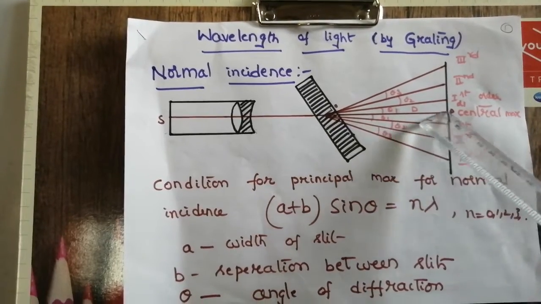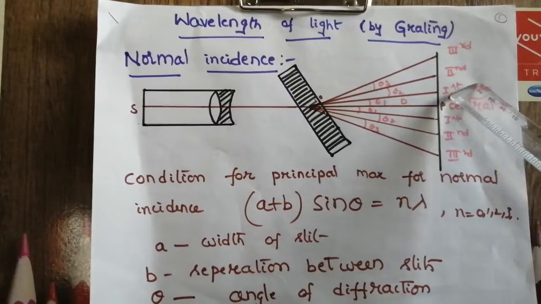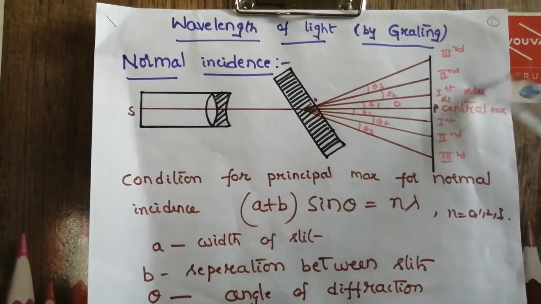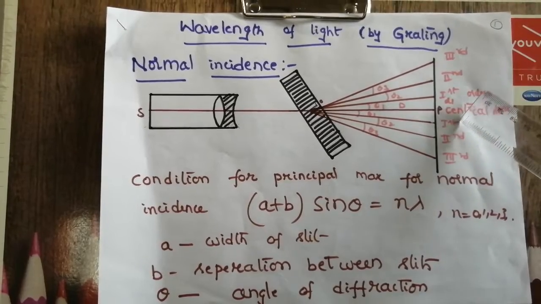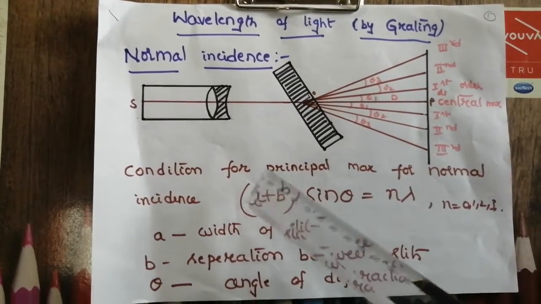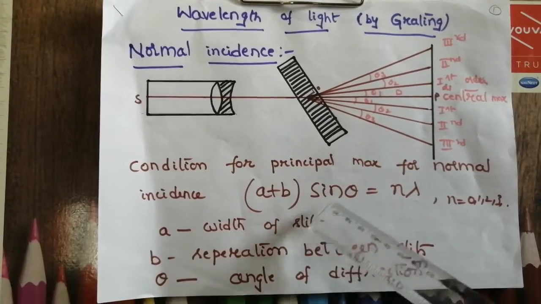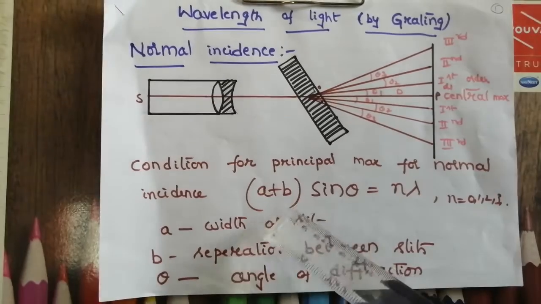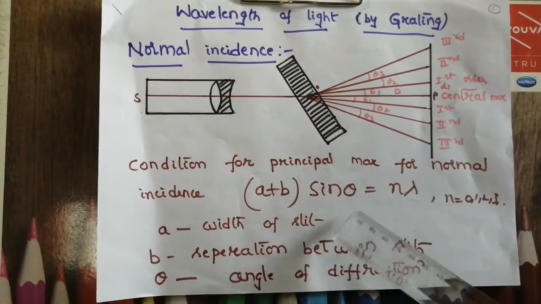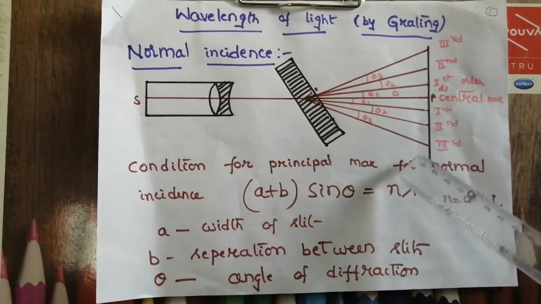At theta equal to 0 we will get the central maximum, and for other angles we will get first order, second order and third order. For positive integers we get the upper side, for negative integers we get the lower side. The condition for principal maximum for normal incidence is (a + b) sin theta = n lambda. Here a is the width of the slit, b is the separation between the slits, theta is the angle of diffraction, n is the order of the spectrum, and lambda is the wavelength of light used.